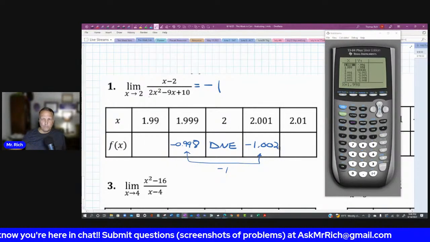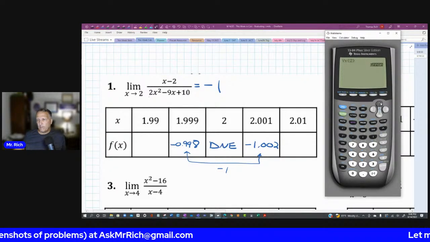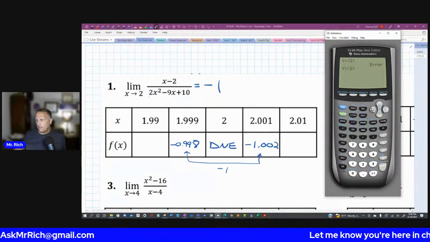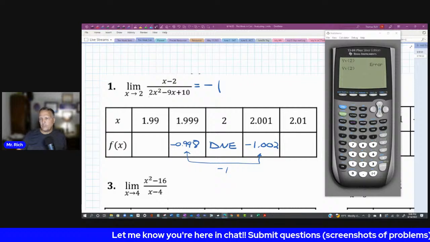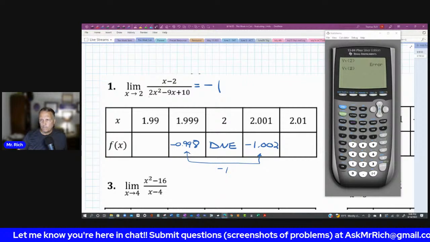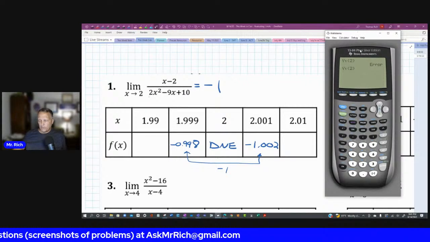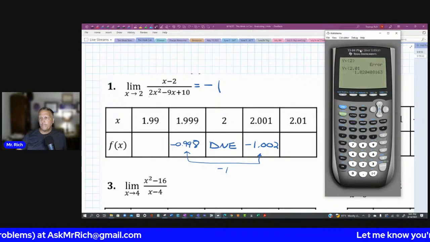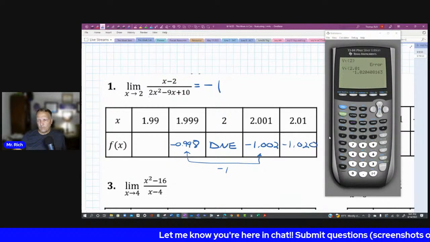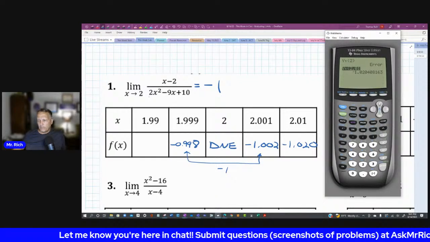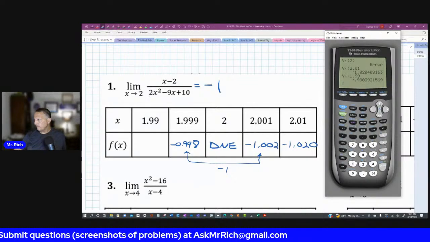Now, what's going on at 2.01? Well, I'll go ahead and fill that table in. I'll come back up here and grab my y1, and I will change this to 2.01. See if I can get that to work. Let's evaluate this function at 2.01. Yeah, it's -1.02. And then we'll do it also at 1.99 to fill in the rest of this table. There we go. All right.